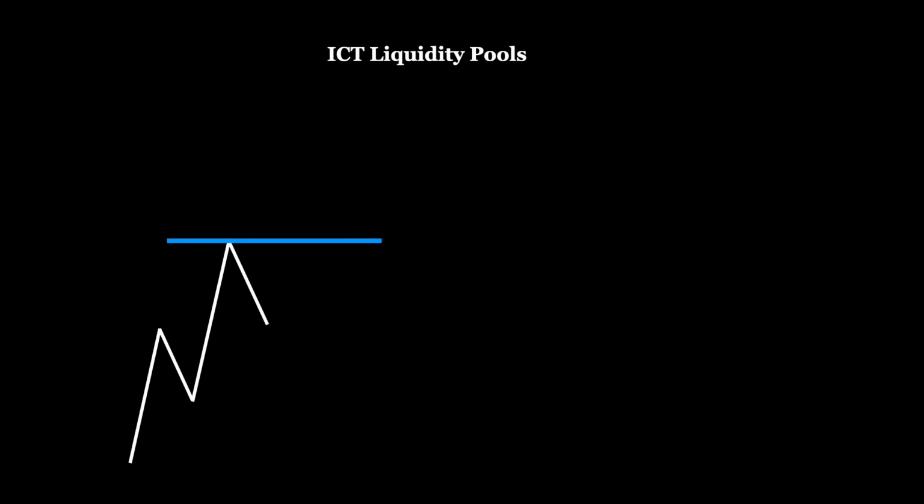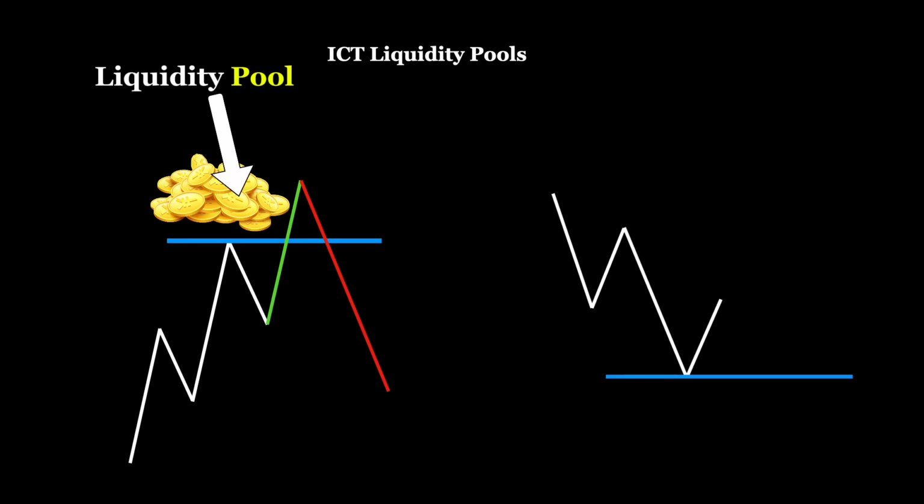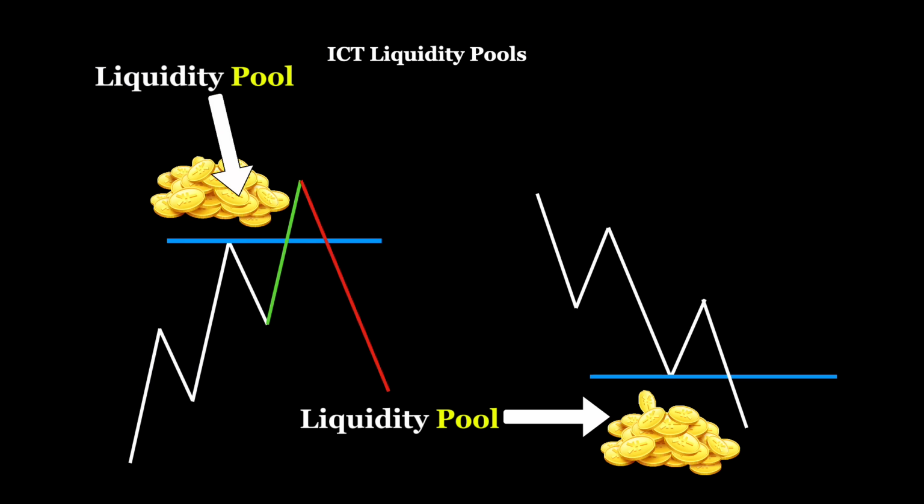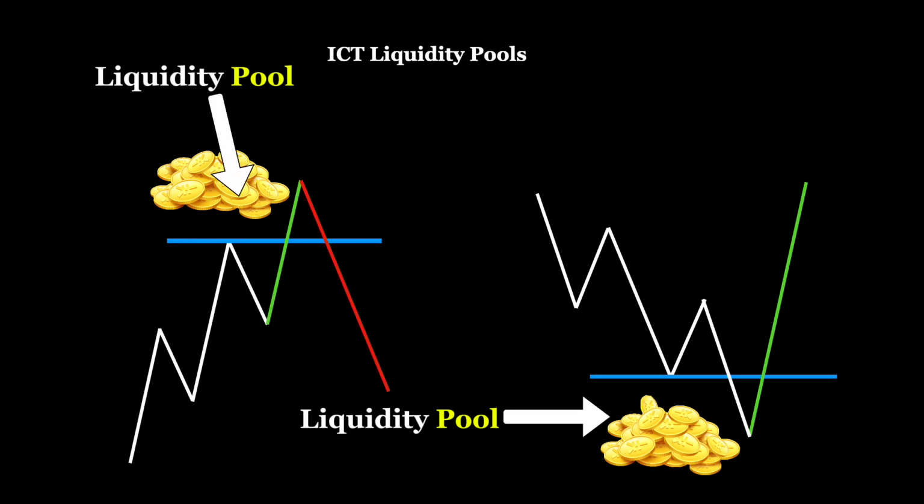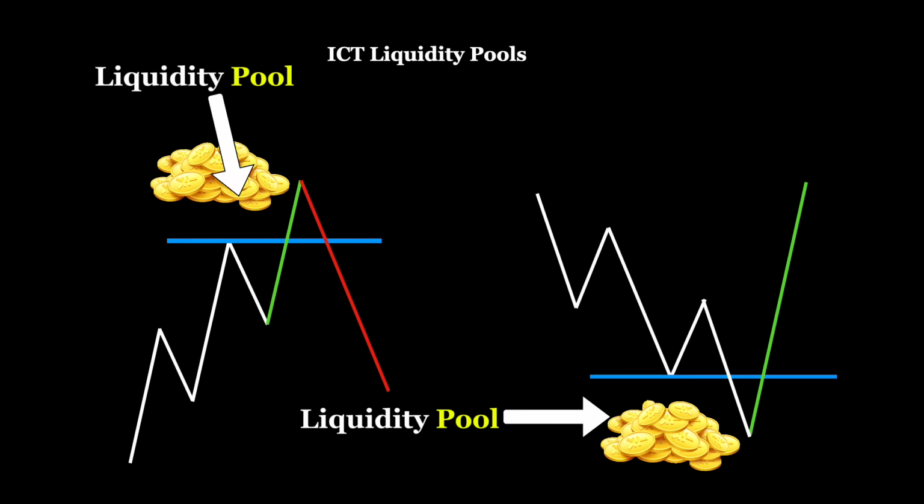Let's talk about ICT Liquidity Pools, one of the most important pieces of the smart money puzzle. A liquidity pool is not some magical zone. It's simply an area on the chart where a high concentration of pending orders is waiting to be triggered. Now here's the key. These pools are where smart money looks to enter or exit, not where retail traders win, but where retail traders get taken out.